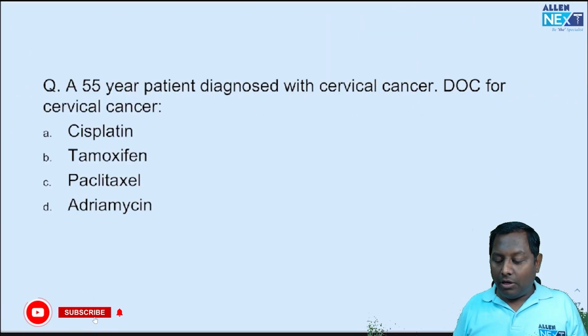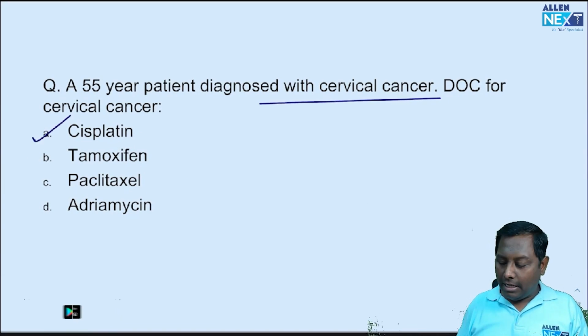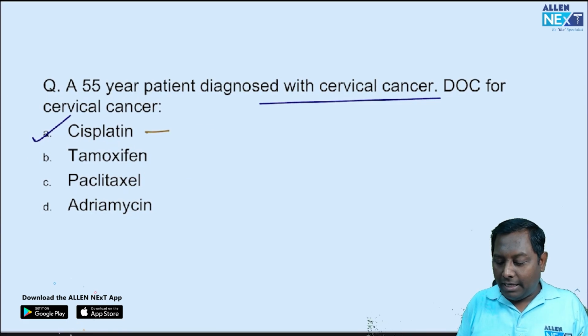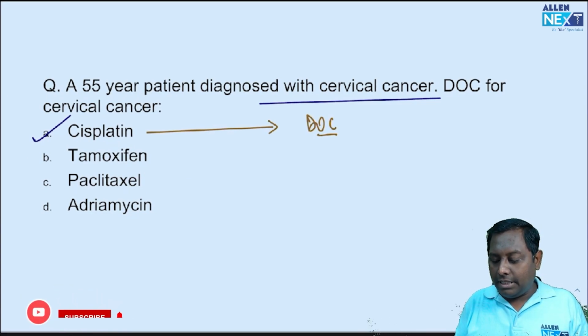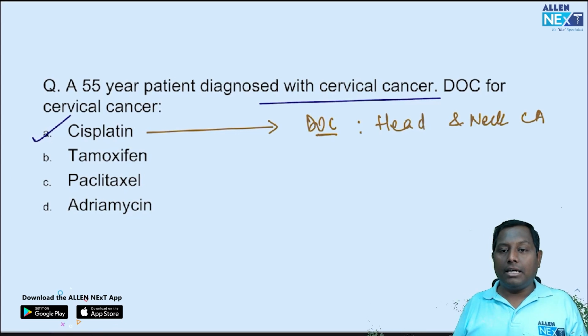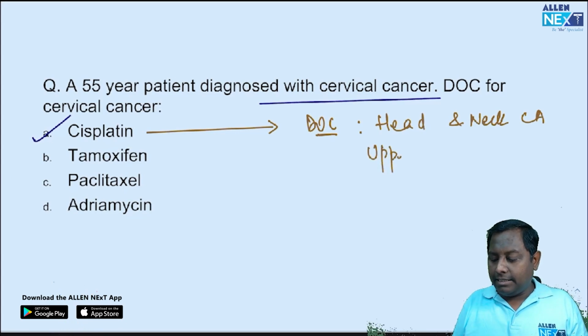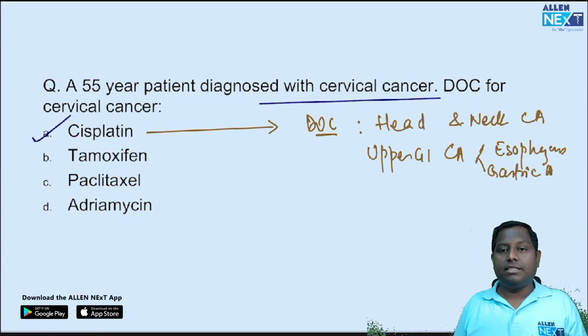Okay, next one. A 55-year-old diagnosed with cervical cancer. What is the drug of choice? Cervical cancer, drug of choice cisplatin. Have I already told you that cisplatin is one of the platinum compounds. It is considered the drug of choice in many conditions. It is considered the drug of choice in a patient with head and neck cancer. It is considered the drug of choice in a patient with upper GI cancer, like esophageal cancer. It is also considered the drug of choice in a patient with gastric cancer.